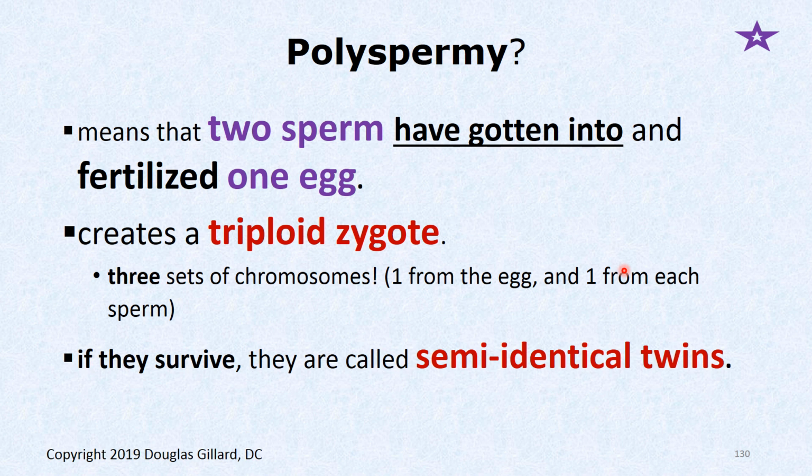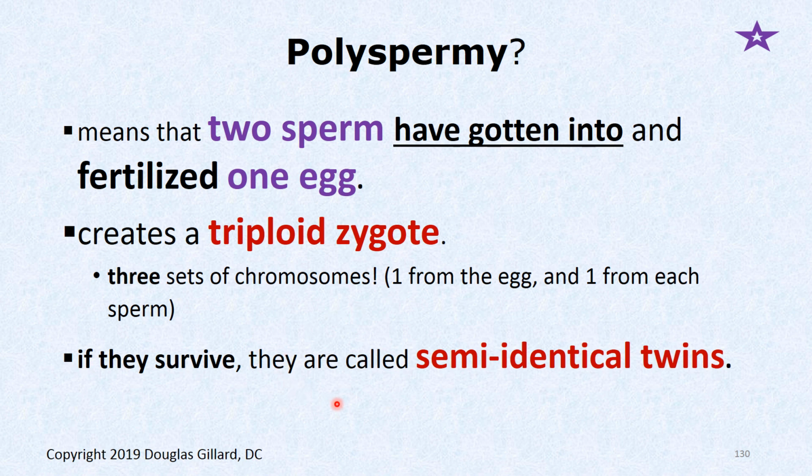Polyspermy is, I don't know if I should say luckily, but it doesn't happen very often. People aren't born once polyspermy occurs. But what it is, polyspermy, just like the word says, 2 sperm have gotten into and fertilized one egg. And that creates not a haploid zygote, not a diploid zygote, but a triploid zygote, because there's 3 sets of chromosomes in the mix when this happens. There's one from the egg, and then there's one from each of the sperm. So we got 3 sets of genetic material.